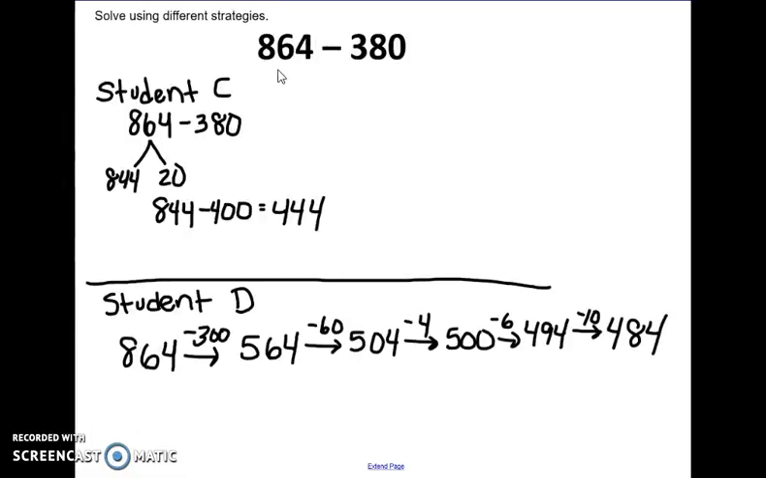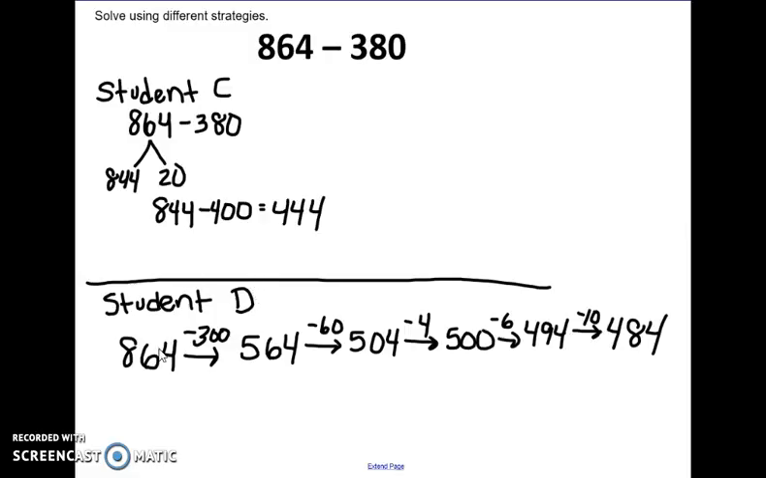So here we have 864 minus 380. We have two students' work again, student C and student D. Student C, very clearly they used a number bond. Student D used the arrow method. However, one student did their work incorrectly. Student C got 444 and student D got 484. So which one is the correct way to do this?